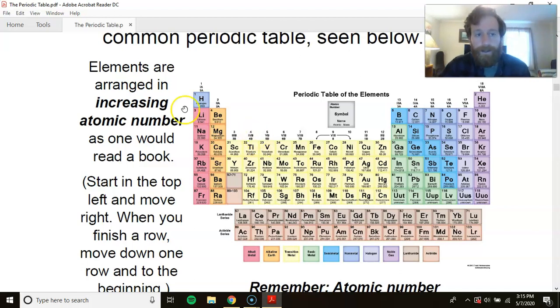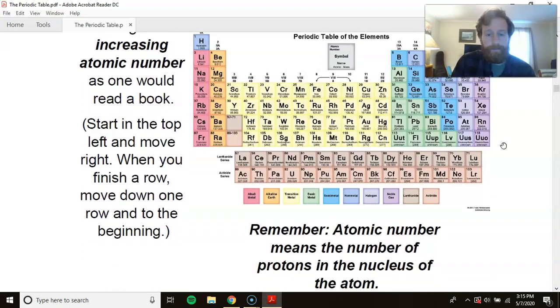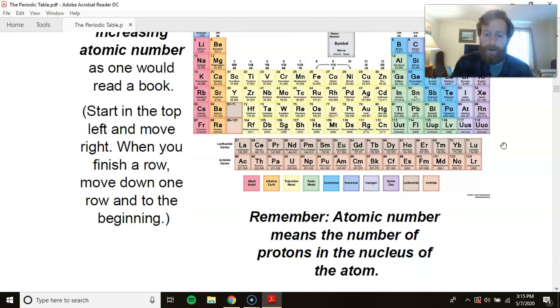So as we've said before, elements are arranged in increasing atomic number as one would read a book. That means you start in the top left and you go over to the end of the line. And then you go down a line and you read across that line. And then down a line and read across that line. So that's an important concept, one we'll come back to. And remember, of course, that atomic number means the number of protons in the nucleus of the atom. So as you read across the periodic table, in general, atoms tend to get heavier.